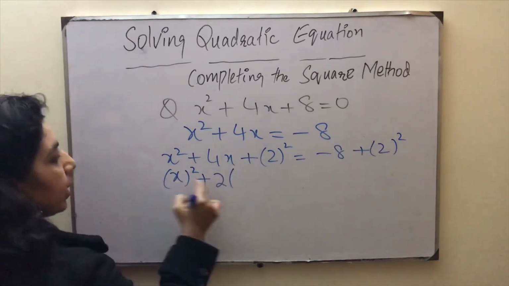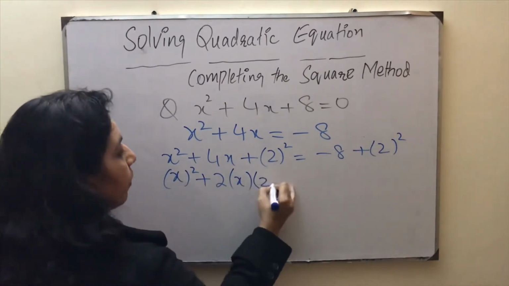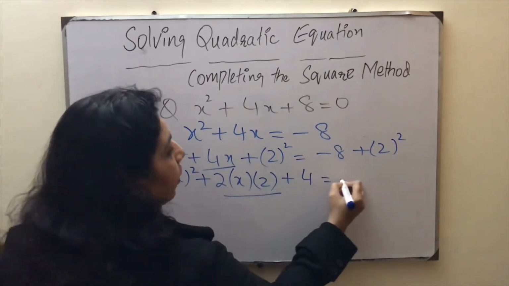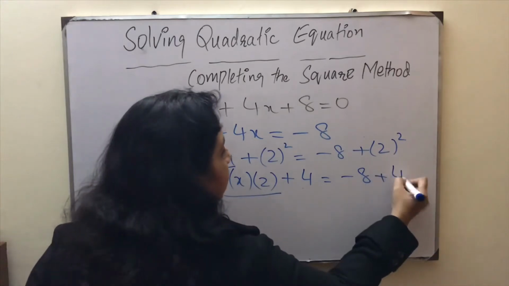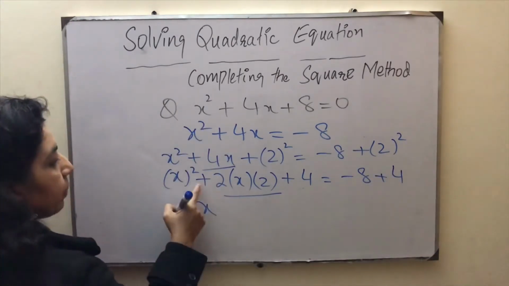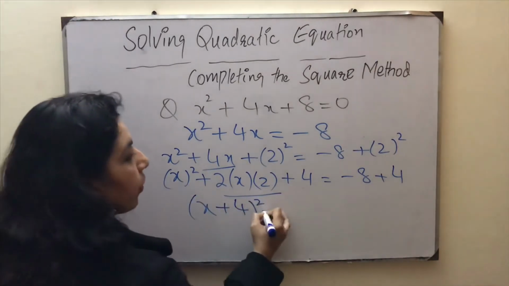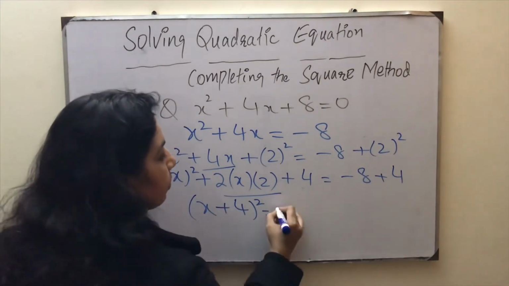Twice into this x into this 2 will give me 4x, plus 2 square is 4, equals minus 8 plus 2 square is 4. It will become x plus 2, this sign will go inside, whole square equals minus 8 plus 4 is minus 4.